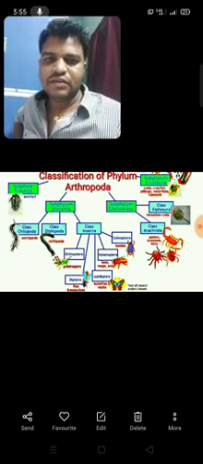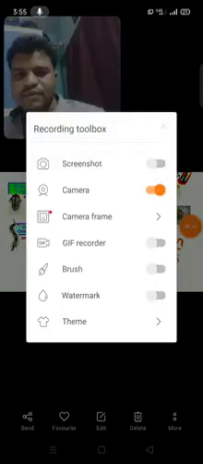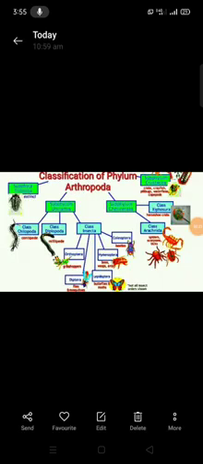Arthropoda classification. That is the classification of Arthropoda. Okay, the phylum Arthropoda. The abbreviation is tri, which means three, and lobes are three lobes, and morphe means form.